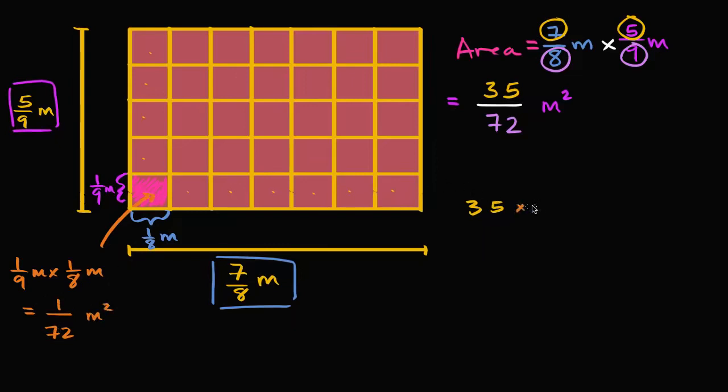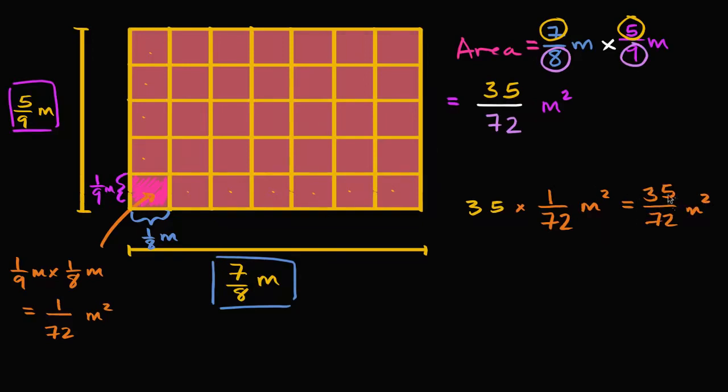So the area of all of them combined is going to be 35 times the area of each of them. 35 times 1/72 of a square meter. And what's that going to be? Well, that's going to be exactly what we got up here. 35 times 1/72 of a square meter is going to be 35/72 of a square meter.